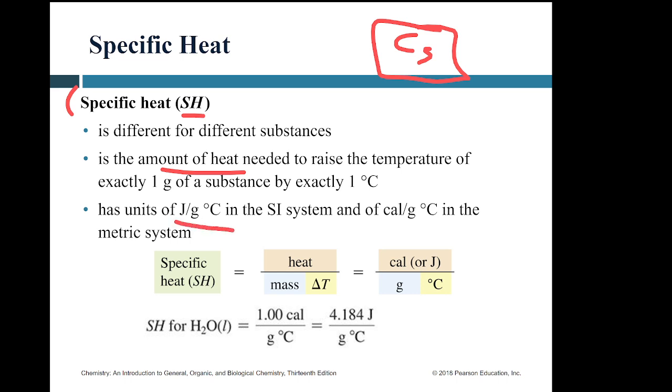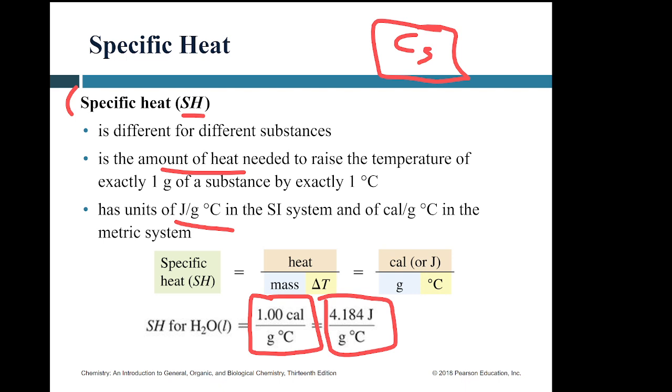For the SI units, it's joules over grams degrees Celsius. Grams degrees Celsius are on the bottom. We can see that right here, actually. For the metric system, it's going to be calories. Notice it's 1.00 calories per gram over degrees Celsius. Hey, anybody notice that's 1? Guess what the definition of a calorie is? The amount of energy it takes to raise 1 gram of water, 1 degree Celsius, right?